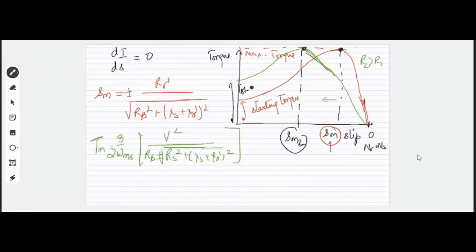Yes, sir. Right. That was all about the basics of the induction motor, and hopefully you have understood the concept.